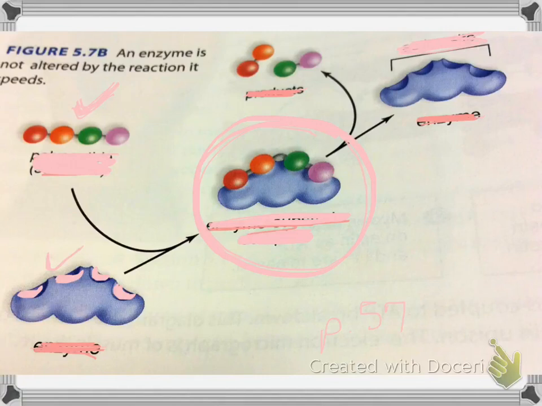Enzyme-substrate, active site, and enzyme-substrate complex were the four vocabulary terms. Those will be words that you have to be able to put on a picture. Is that okay? All right, great.